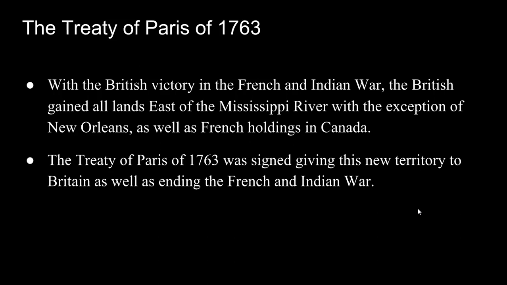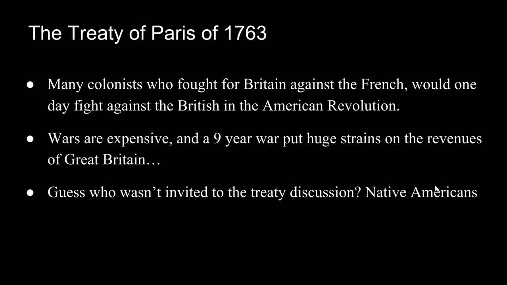With the British victory in this war, they're going to gain all of the lands east of the Mississippi River, with the small exception of New Orleans, which will play a little bit of a role in the next unit. They're also going to get all of France's holdings in Canada, which is an enormous amount of land. The Treaty of Paris of 1763 was signed, giving this new territory over to Britain, as well as officially ending the French and Indian War.